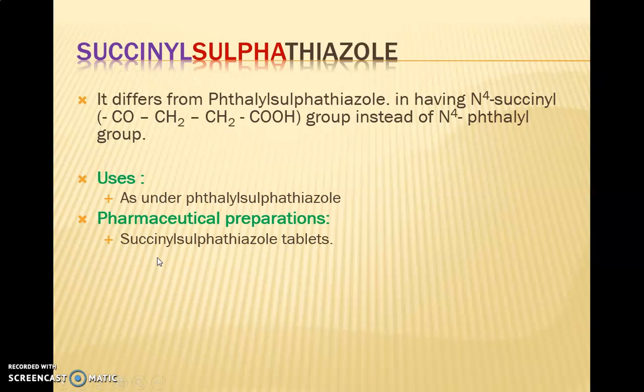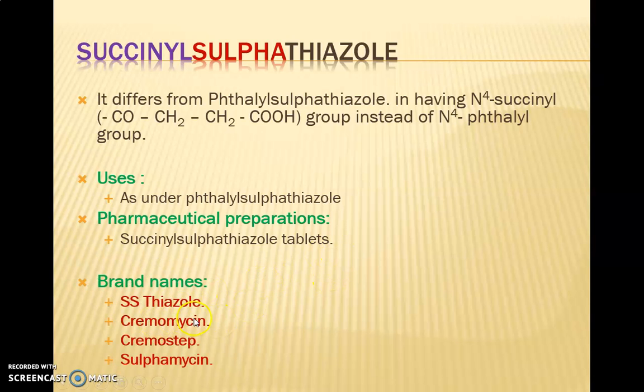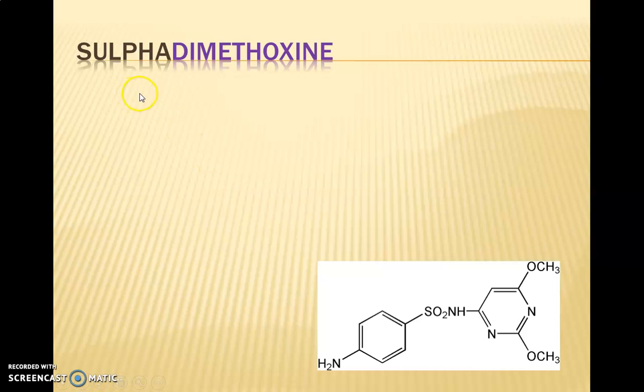Pharmaceutical formulation: succinylsulphathiazole tablet, and brand names include SS-thiazole. SS-thiazole stands for succinylsulphathiazole. Chromomycin, Chromostape, and sulfamycin. These all are the brands for succinylsulphathiazole. Now the next drug that we're talking about is the sulphadimethoxine.